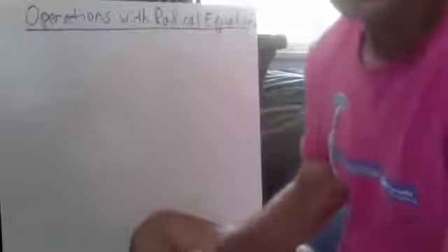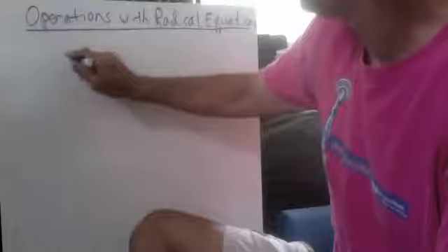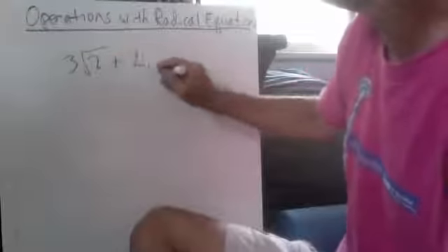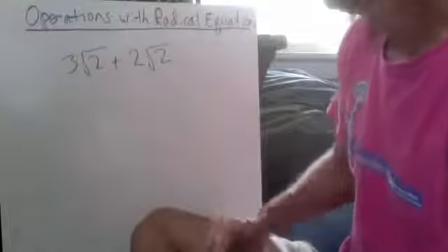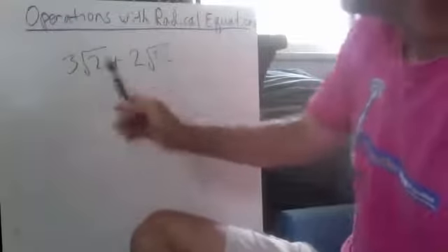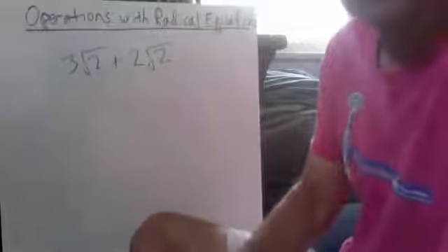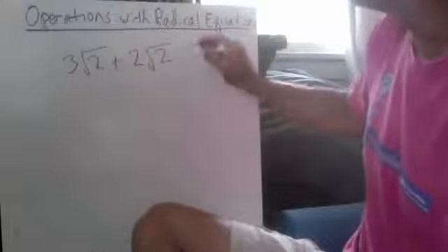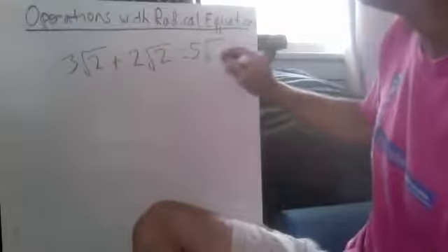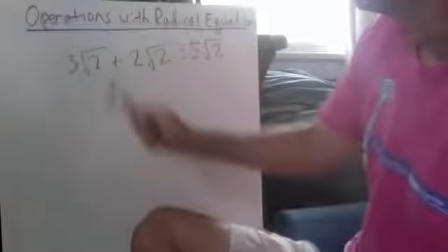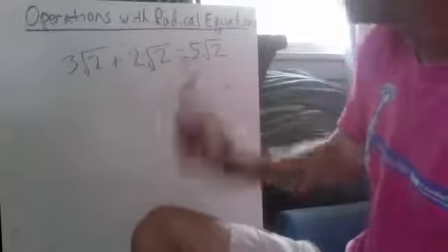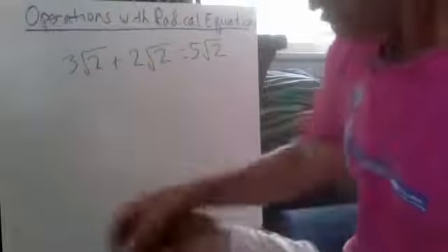Two basic things I want you to know. If I have 3 square roots of 2 plus 2 square roots of 2, you can treat those just like you would a variable or any other item. If you have 3 apples and you have 2 apples, you add those together and you get 5 apples. You don't change that. You just add the number of them to the other number of them and you get the total number. If you're multiplying though, then of course you change that.